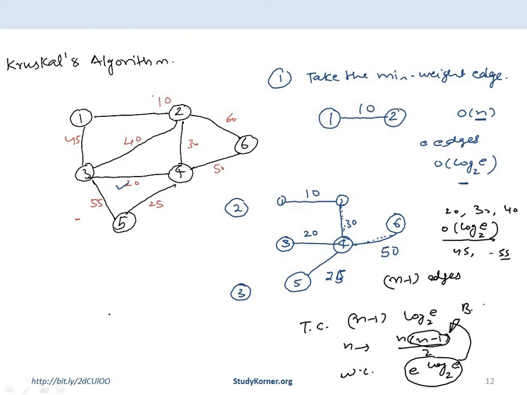So if I consider this as the worst case, it is e log e. Or in terms of n, I can say that this is order of n square log n square. I put the value of e equal to n into n minus 1 by 2, that is the maximum number of edges that can be possible in my graph. So the Kruskal algorithm solves the problem in e log e time to find the minimum cost spanning tree. Now the next problem is Prim's algorithm.